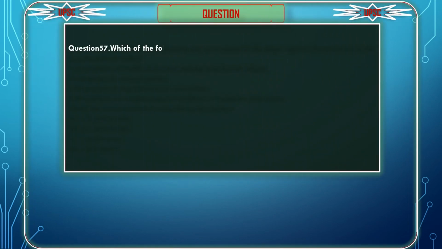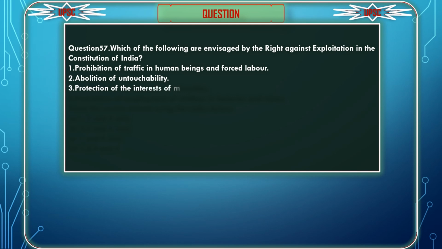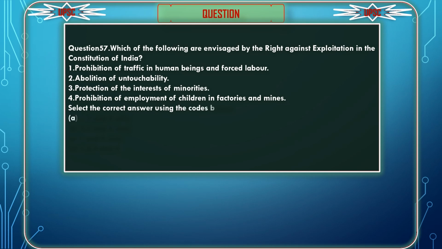Question 57. Which of the following are envisaged by the right against exploitation in the Constitution of India? 1. Prohibition of traffic in human beings and forced labor. 2. Abolition of untouchability. 3. Protection of the interests of minorities. 4. Prohibition of employment of children in factories and mines. Select the correct answer using the codes below. A, 1, 2 and 4 only. B, 2, 3 and 4 only. C, 1 and 4 only. D, 1, 2, 3 and 4.